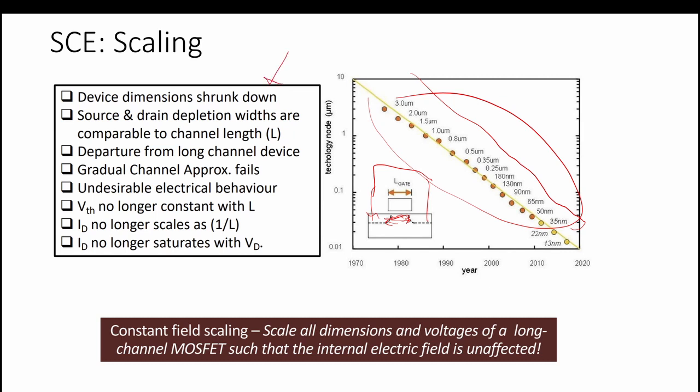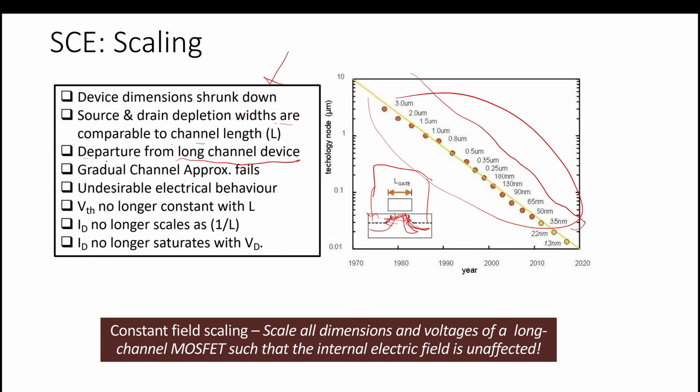The device dimensions are shrunk down to miniaturize the device. The source and drain depletion widths are comparable to the channel length. If they are comparable, then whatever charge comes, there will be a very high leakage current at that point. As soon as we apply the voltage, there is a pinch off region.